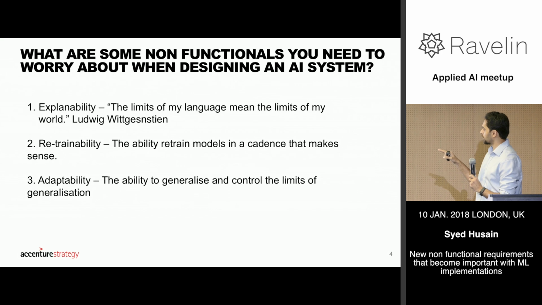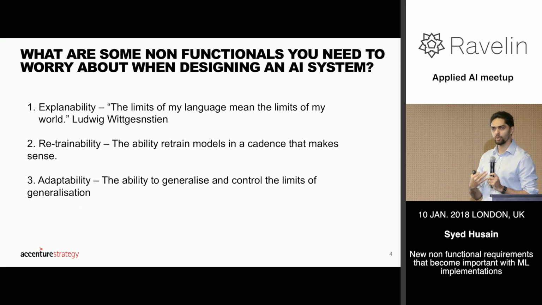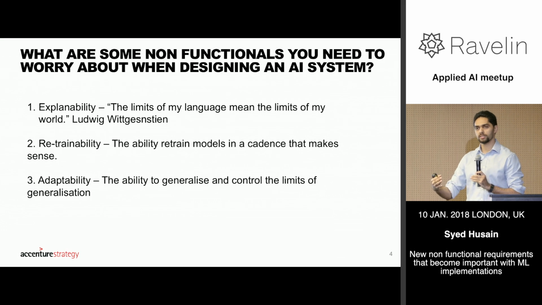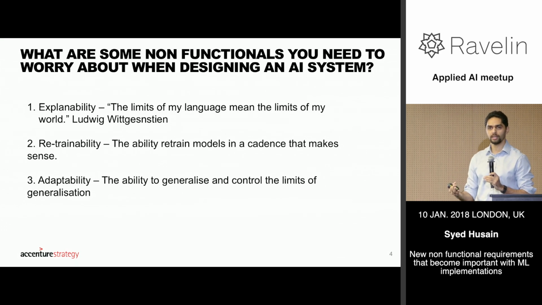There's a really nice quote by Ludwig Wittgenstein, a psychologist, that says, "The limits of my language mean the limits of my world." If I can't actually explain to you how my system works, we can't actually move forward with this system, especially in the world of finance and trading and healthcare. If I can't explain to you why I'm taking this decision, I can't take this decision, to be honest. I'll live with a worse outcome than with a better outcome if I can't explain to you why I'm making this decision. Retrainability, how quickly can you retrain your models?